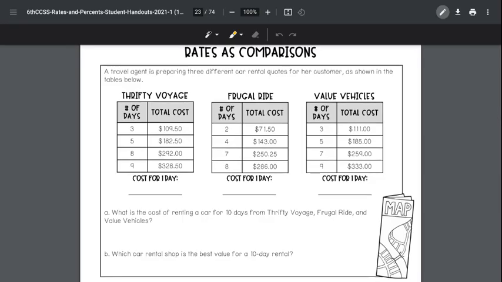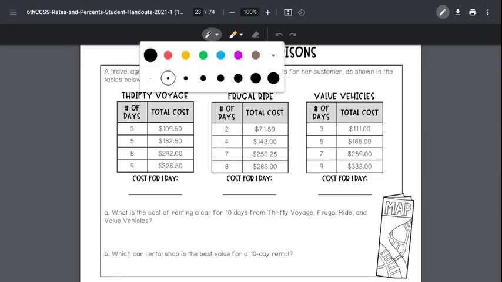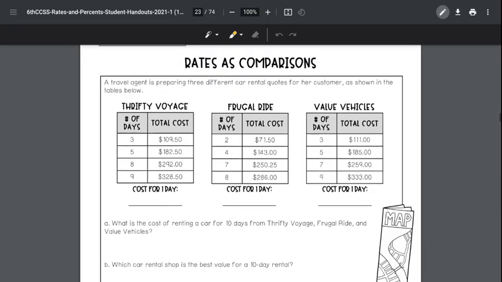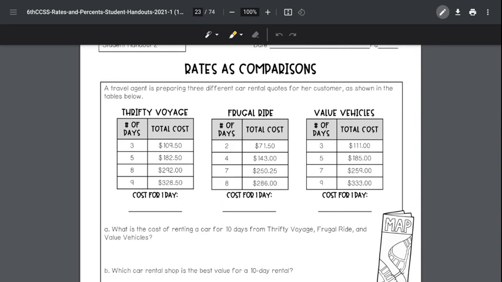So we're going on a family vacation and we're trying to decide if we're going to rent our car through Thrifty Voyage, Frugal Ride, or Value Vehicles. All 3 are quality companies, but we want the best deal. Okay, we want to save as much money as we can on the car so that we have all the extra fun money to do roller coasters, putt-putt, get ice cream, snow cones, all the fun stuff.